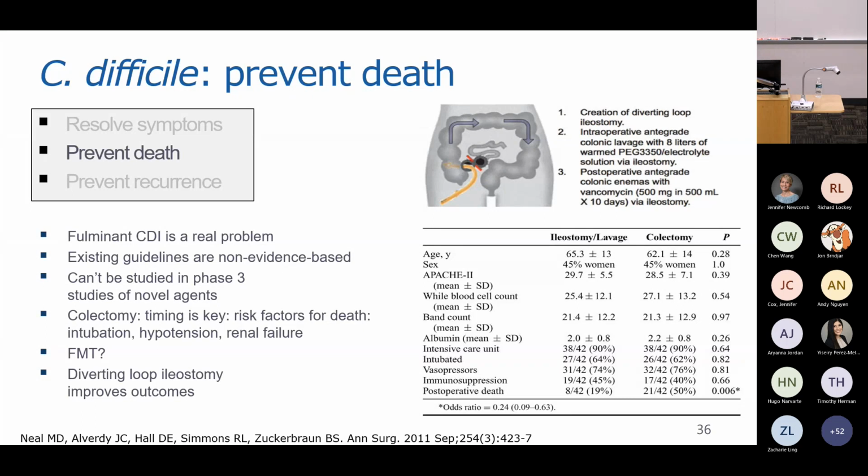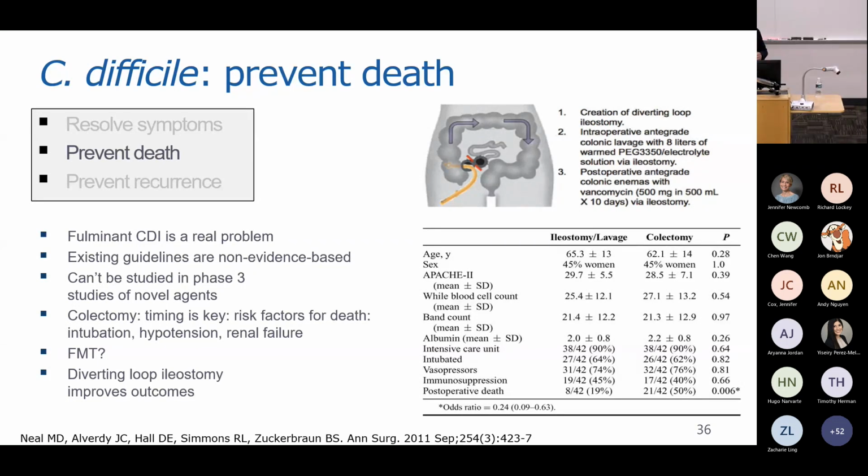What you could do is take the patient into the operating room. You could bring up an ileal loop. You can wash the colon with polyethylene glycol, also known as Golightly, that some of us know and many of you do not, to judge by your ages. And then you send them to the ward, and you keep washing with vancomycin.